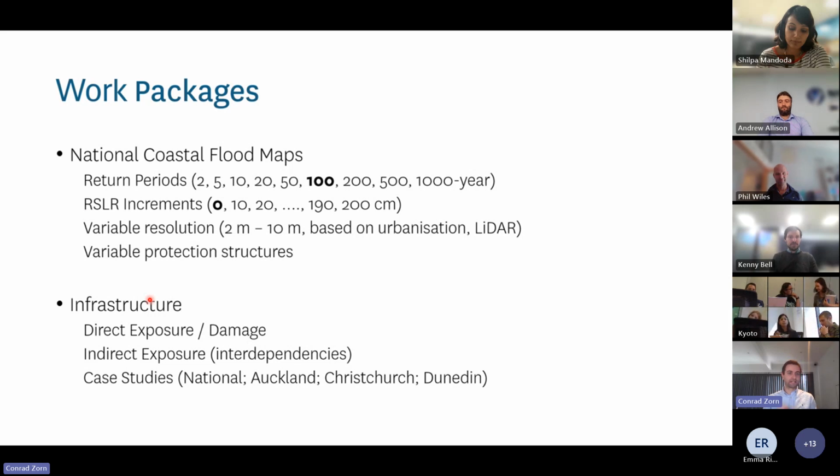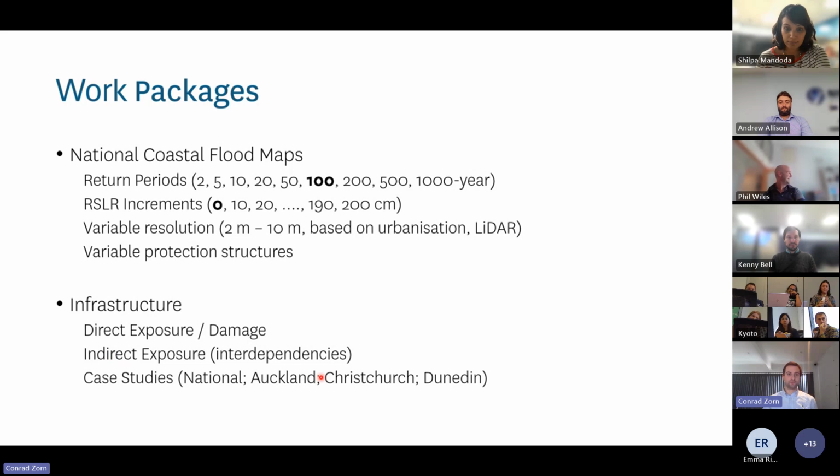In the infrastructure space, we're taking all these flood hazard maps, looking at the direct exposure and damage, so normal risk modelling that you might be familiar with, and the indirect exposure, incorporating interdependencies into our network models, and applying these across a range of case studies. So looking at the direct and indirect at the national scale, which is what I'm more interested in today, but we've also done case studies in the Auckland area, Christchurch, and Dunedin, papers all published.